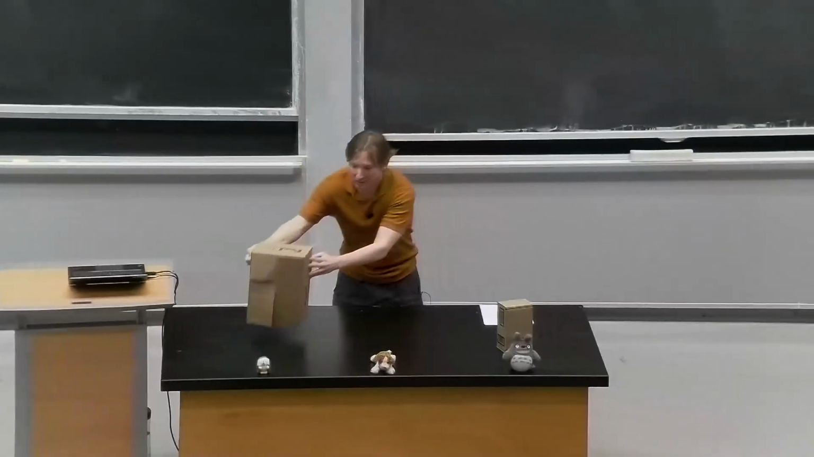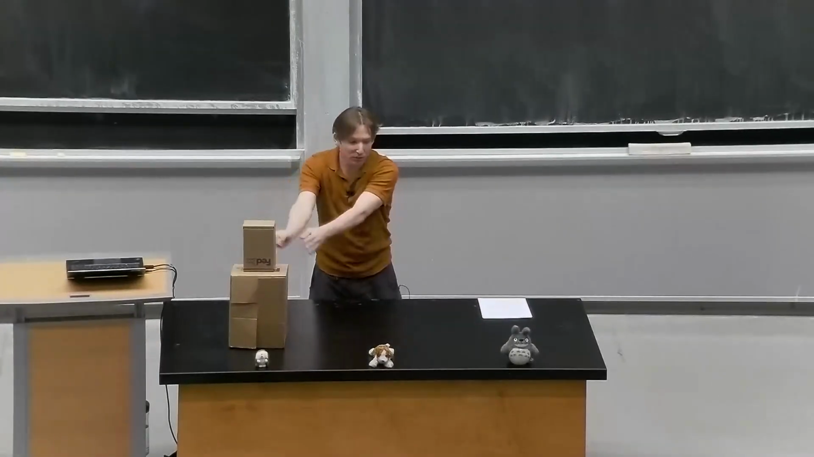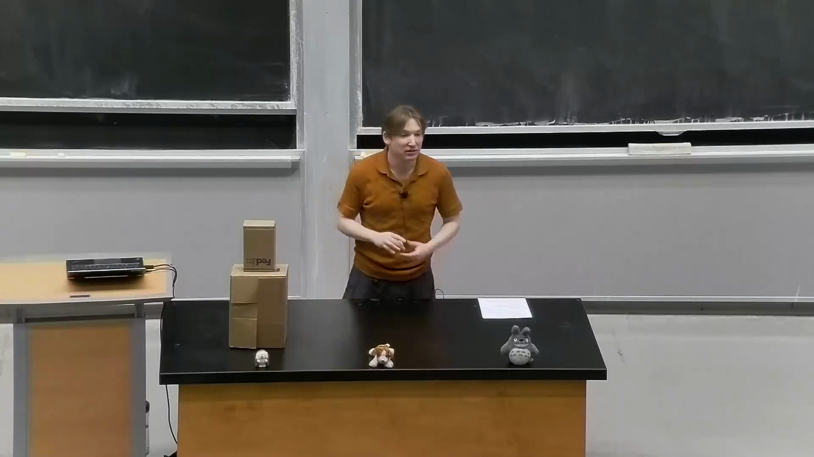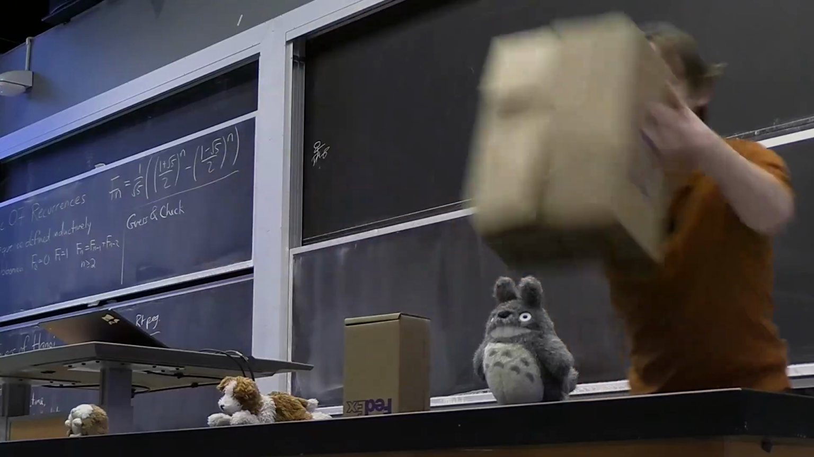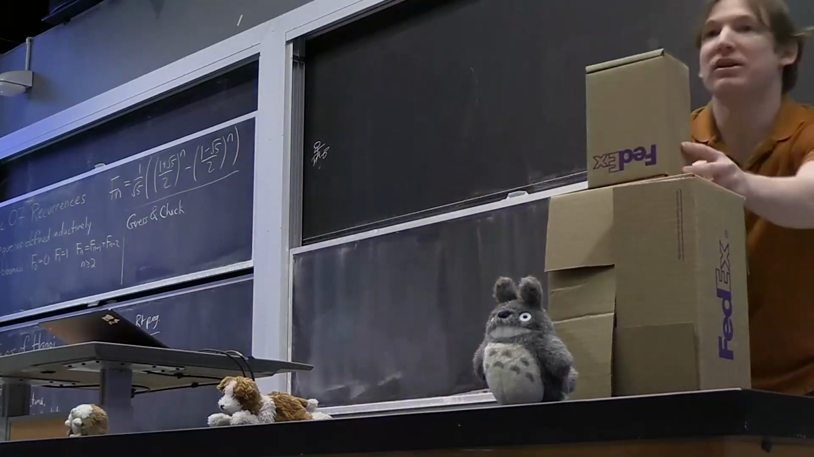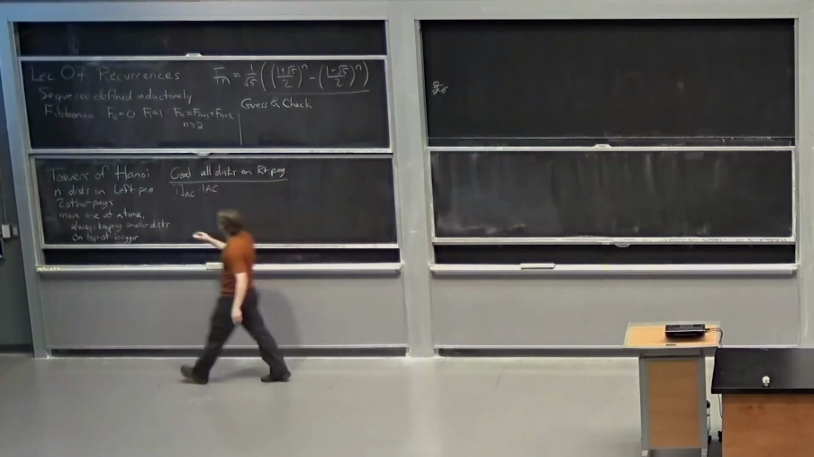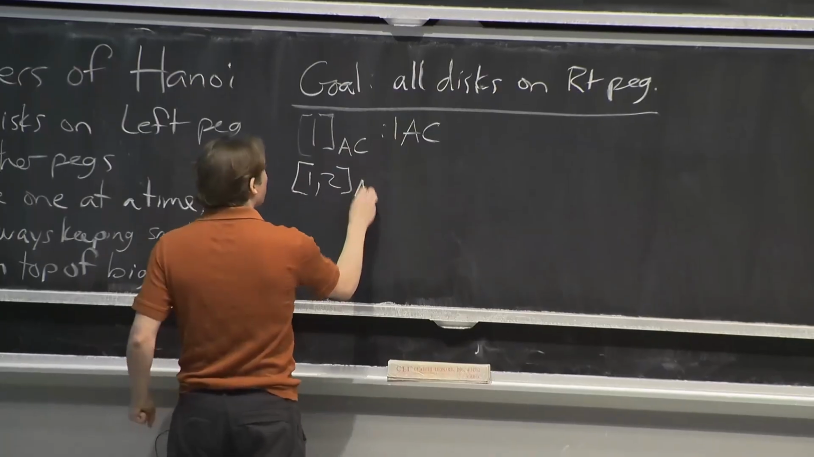What if we have 2 disks? Here we go. How am I going to get both of these from there to there? Who can help me out? Yes, please. Small one in the middle. Second one goes over here. Small one on the big one. Absolutely. Perfect.